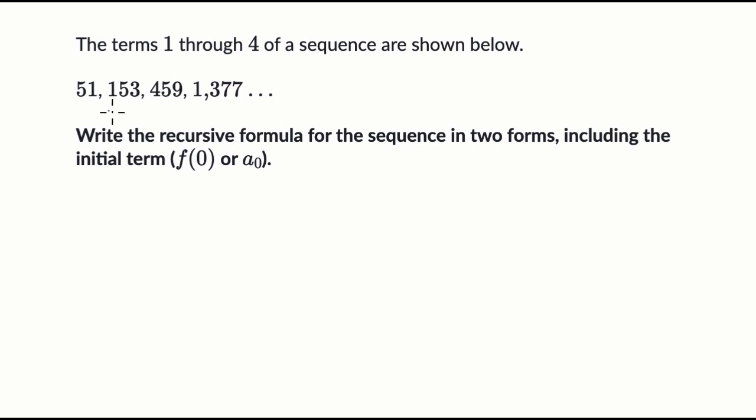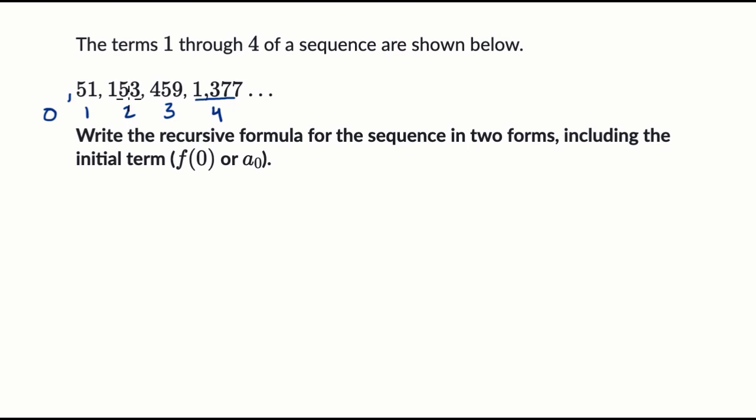So let's just start looking at what's going on here. This is the first term, this is the second term, third term, and then fourth term here. It's a little confusing with that comma, but this is 1,377. And before this, we're going to have a 0th term that we're going to want to figure out.